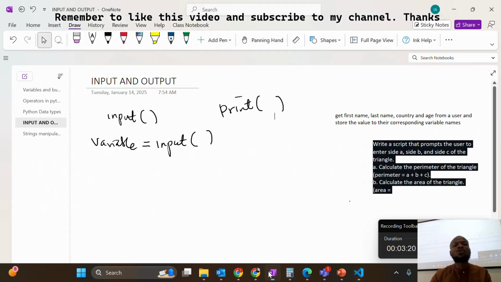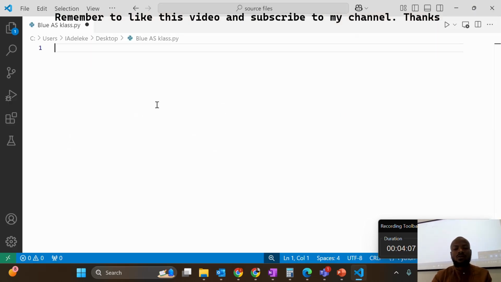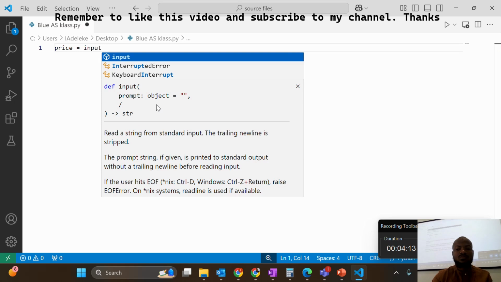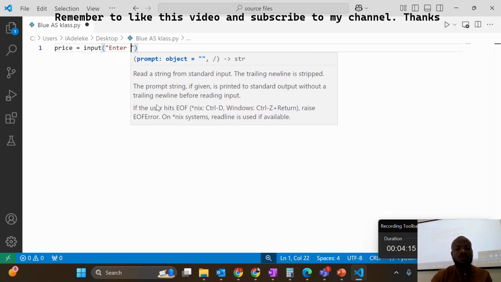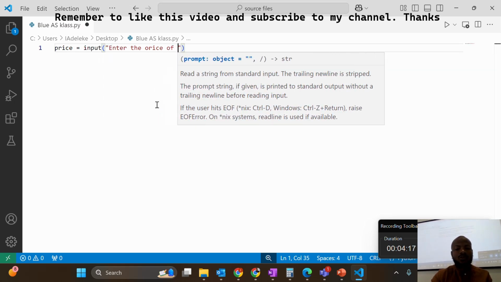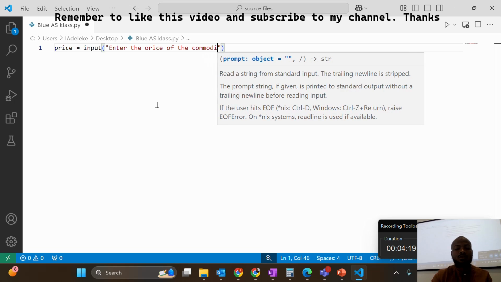Now, whatever you input or output is always a string. Any input or output is of data type string. Even if you input a number, that number is a data type string. So let's get something from the user. Let's save it in maybe price. Price is equal to input. Enter the price of the commodity.